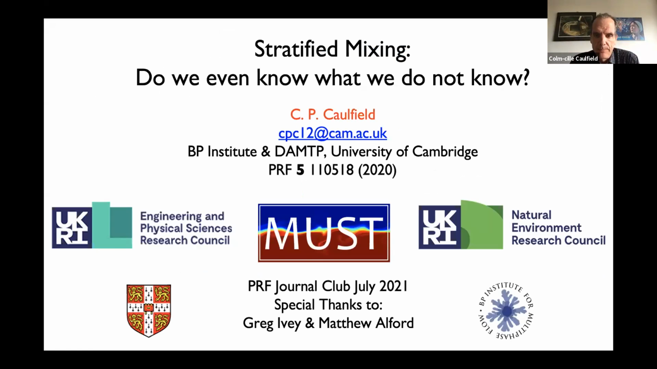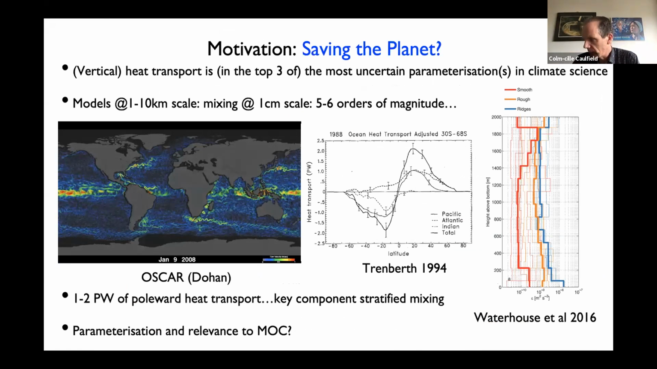So why should we care about stratified mixing? Well, because the oceans and the atmospheres are indeed stratified, and vast amounts of heat are transported around within the ocean by interesting currents, like you see on the left there from Kathleen Doan. And the amount of heat is gigantic. It's on the order of petawatts of poleward heat transport in the oceans.